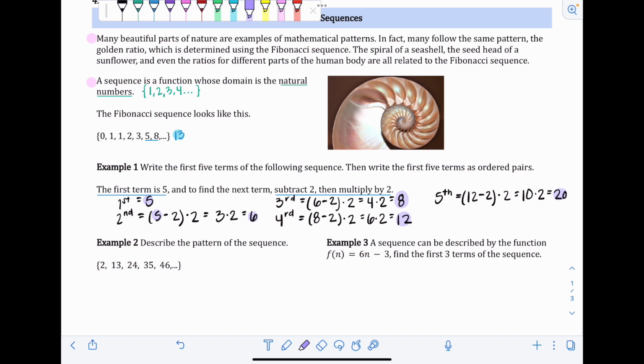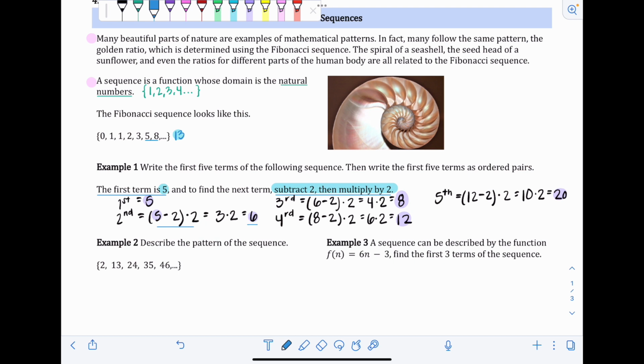So just to run back through that and summarize really quick, it said that the first term was 5, and to get the next term, we have to subtract 2 and then multiply by 2, and we continue that pattern to get each consecutive term. So we started with 5, and then to get the second term, we took 5, subtracted 2, and then multiplied by 2, and we got 6.